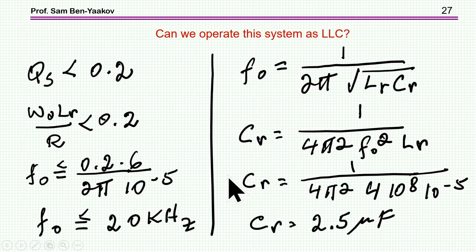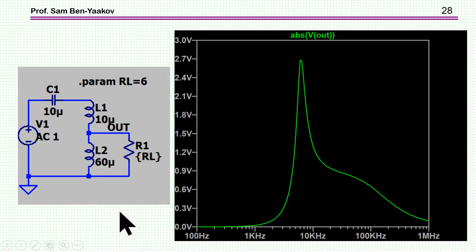Now, suppose I would like to work it as an LLC. So what do I have to do? I have to make sure that the Q sub S is smaller than 0.2. And this allows me to find the F sub 0, the highest of the resonant frequencies, 20 kilohertz, not great. This brings me to a capacitor of 2.5 microfarad. And here it is. Well, I found that 2.5 microfarad is kind of marginal, so I've put here a 10 microfarad.